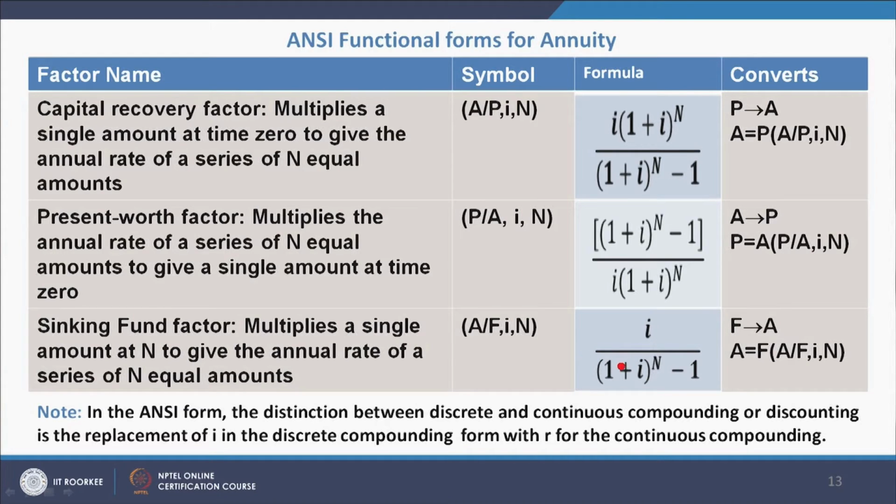This is i divided by (1 + i)^n − 1. This converts F, the final worth or final value, to A, that is annuity, and is given as A = F (A/F, i, n). The same ANSI functional forms of annuity apply for the other factors.